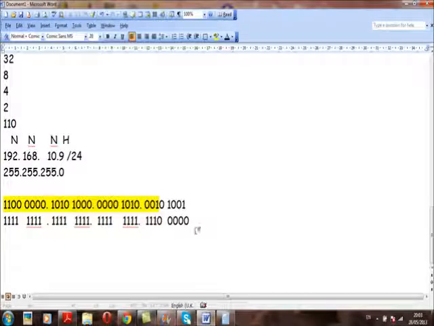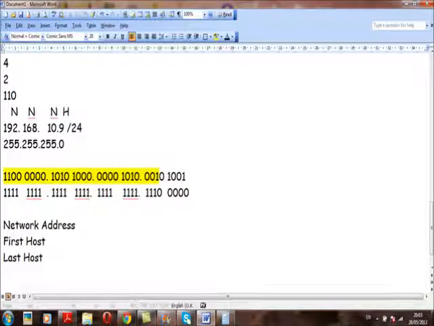Okay. So I now do a calculation where I put down my network address, and then my first host, last host, and then I've got the broadcast address as well. Okay, let's see what we get. So we've got 192.168.10, so nothing changes here. But then something starts changing here.